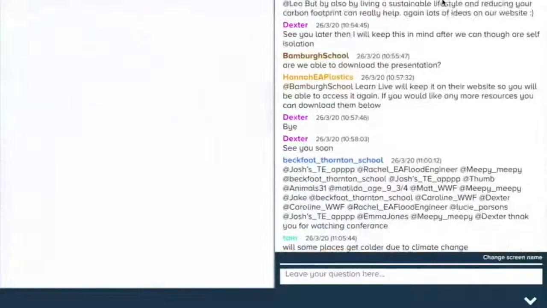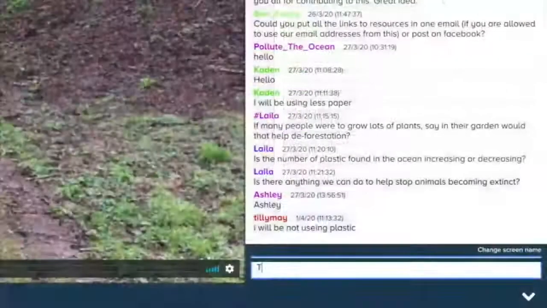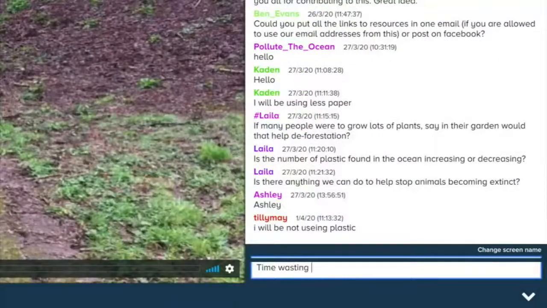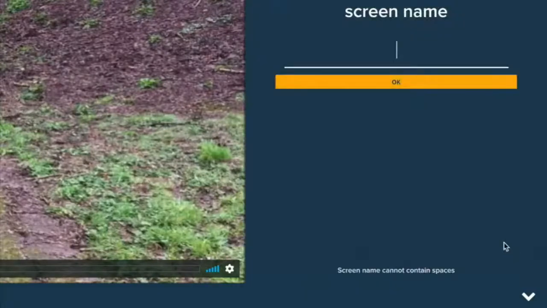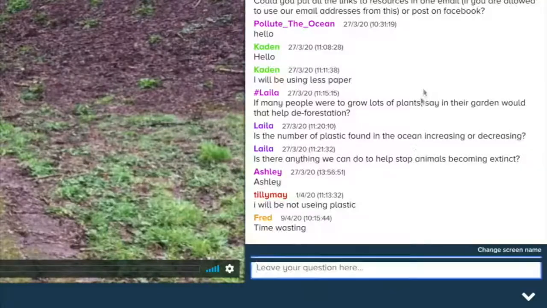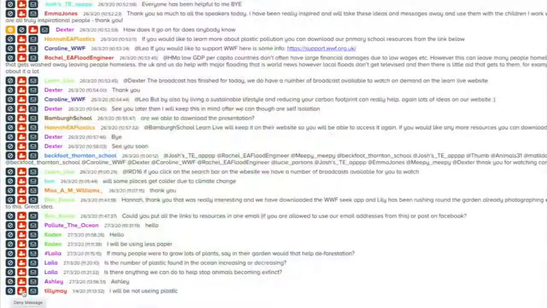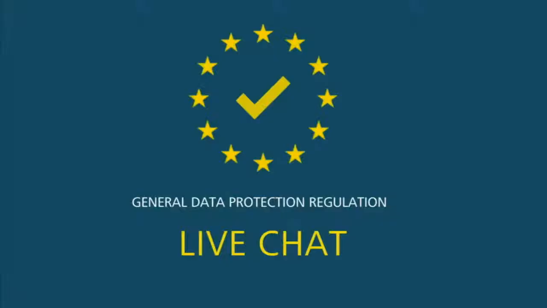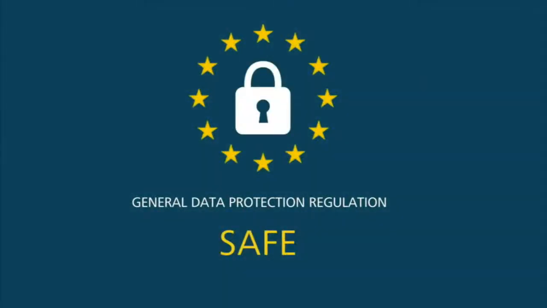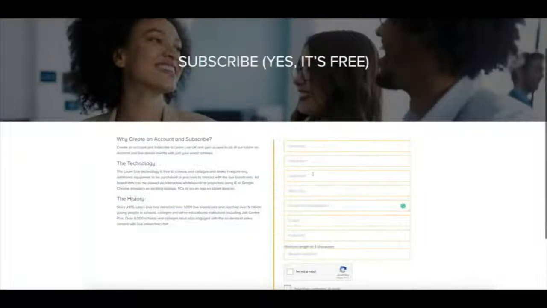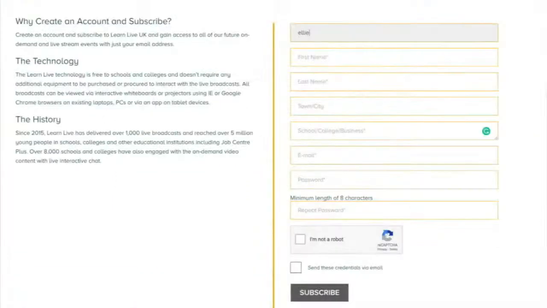Now this bit is for the parents, guardians and teachers. The best bit about the live chat facility is that it is completely moderated, so you don't need to worry if your young person leaves a silly comment, as it will only show on their screen and no one else's. Another great thing about the chat facility is that it is GDPR protected, so no information is shared with anyone else. We will protect all email addresses and will never share personal information of the young people.